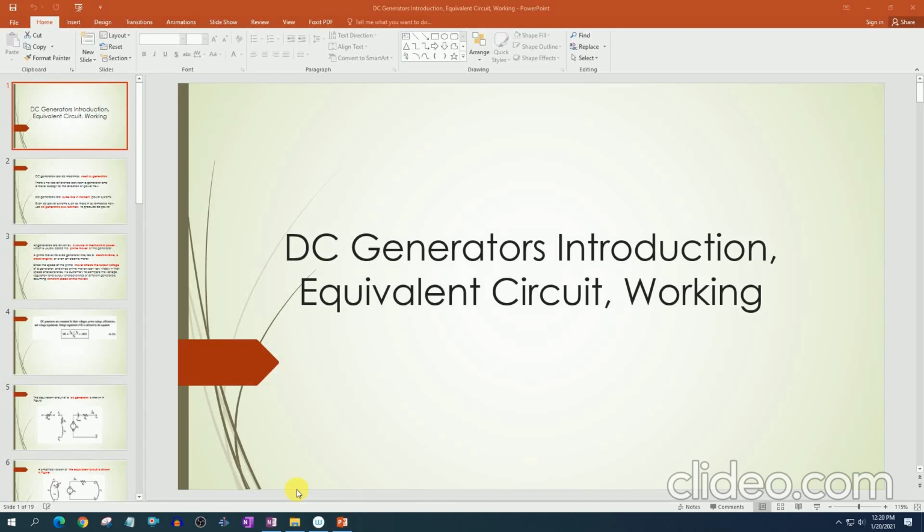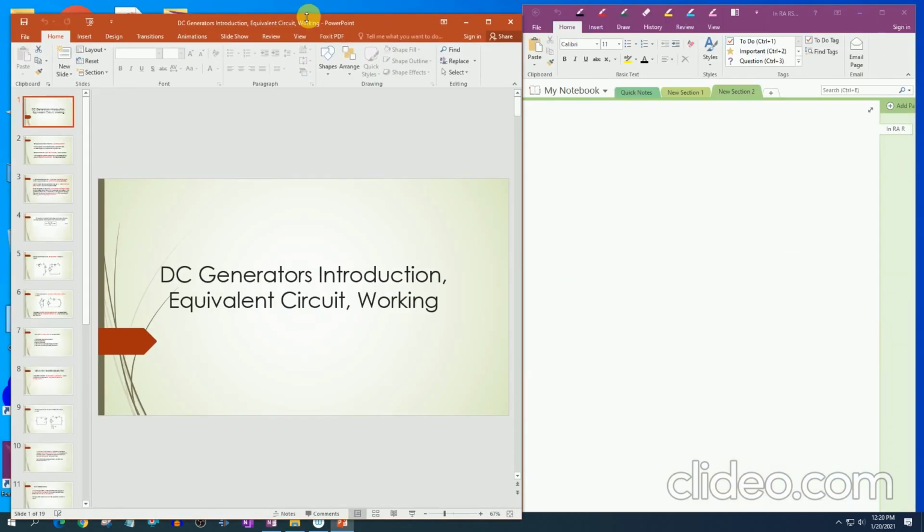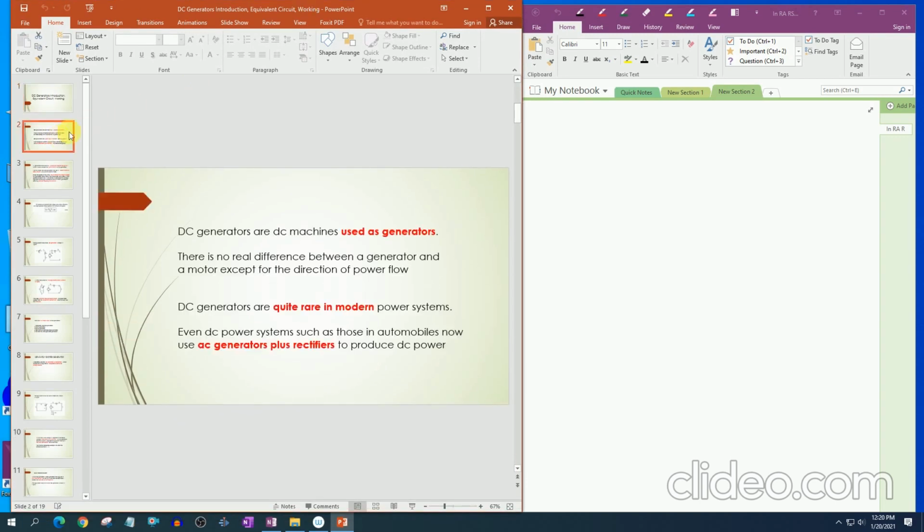Bismillahirrahmanirrahim. In this lecture, we are going to study DC generators: introduction, equivalent circuit, and working. DC generators are just the DC machines which are used as generators, and the important thing is that there is no real difference between a generator and a motor except for the direction of the power flow.